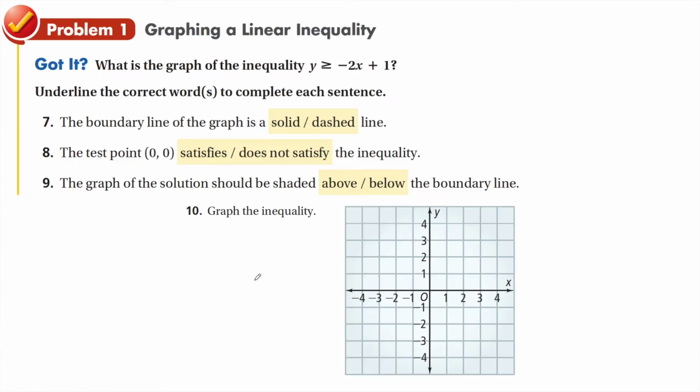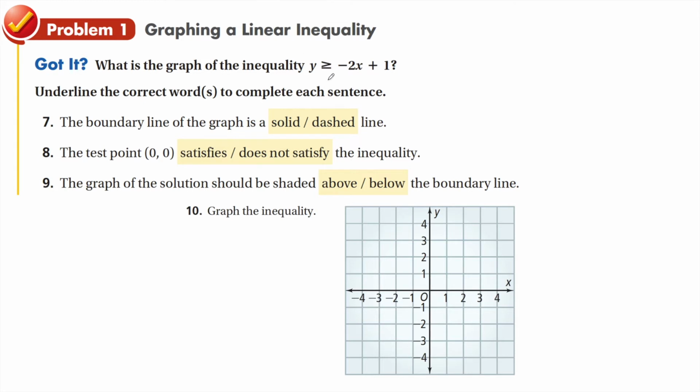Great work. Problem number 1, graphing a linear inequality. You do this pretty much like you would a normal graph. There's only a couple things that we have to make sure we do. So let's underline the correct word or words to complete each sentence. The boundary of the line of the graph is going to be solid or dashed.